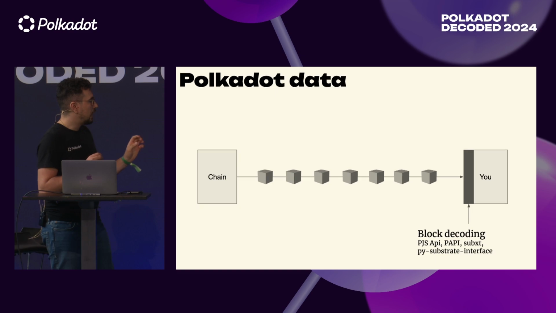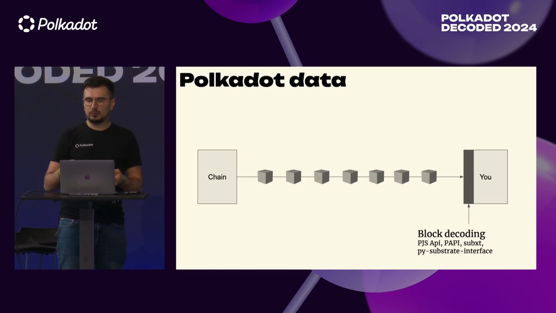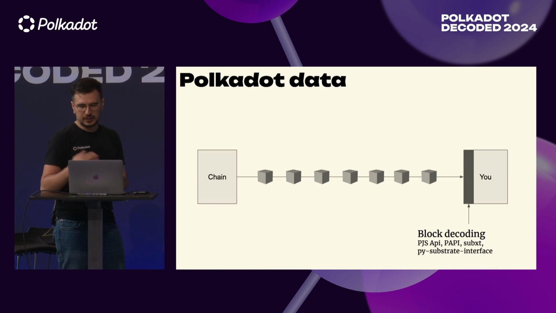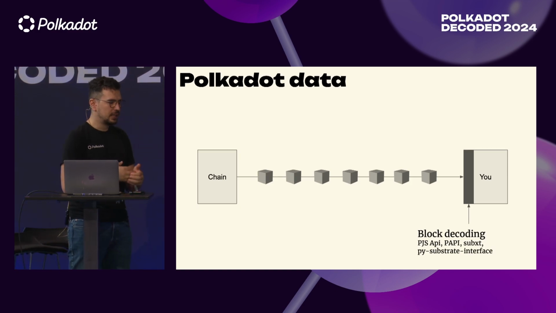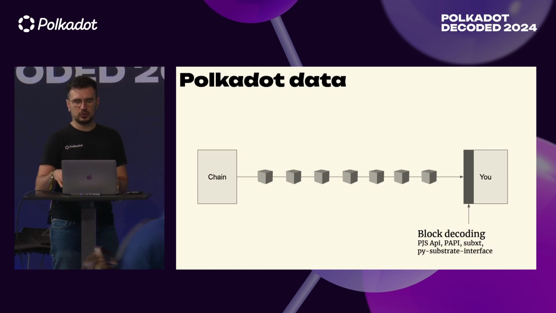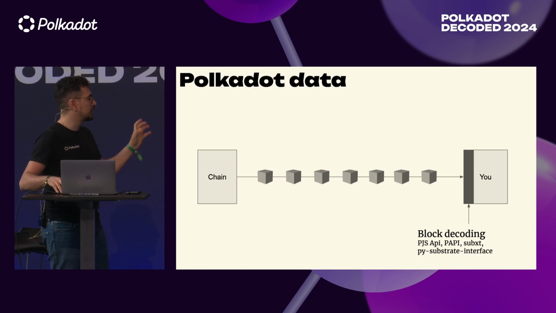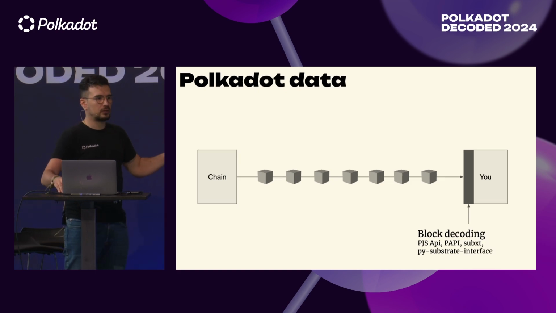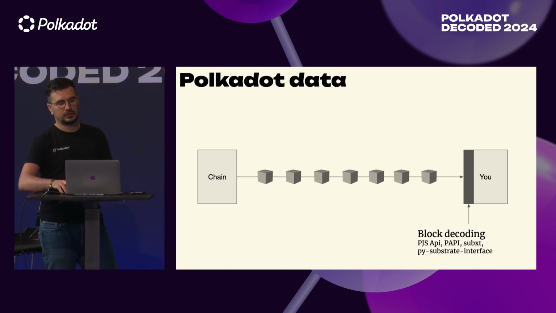Now, a lot of libraries exist to help with that decoding. Some of them are called Polkadot.js API, PAPI, SubXT, and PySubstrate Interface, on which you would write custom logic, custom code, to decode and get access to the contents of the block or the state of the blockchain.